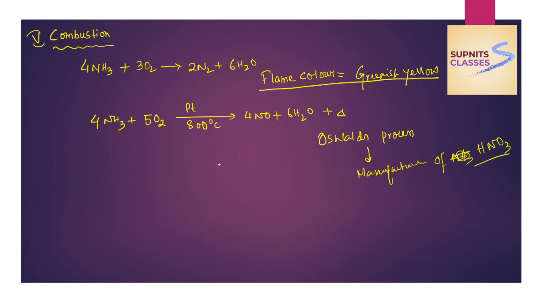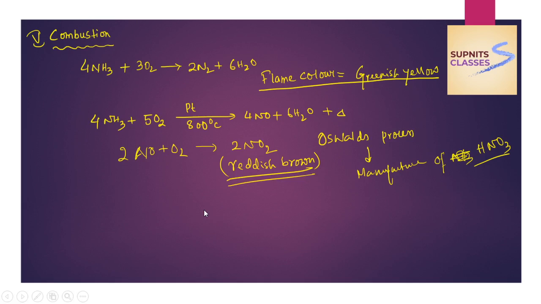In this reaction, some part of NO gets converted to NO2, so some reddish brown vapors are produced. So it can act as an observation in this reaction. Very important. So this basically culminates the reaction part of gaseous ammonia.